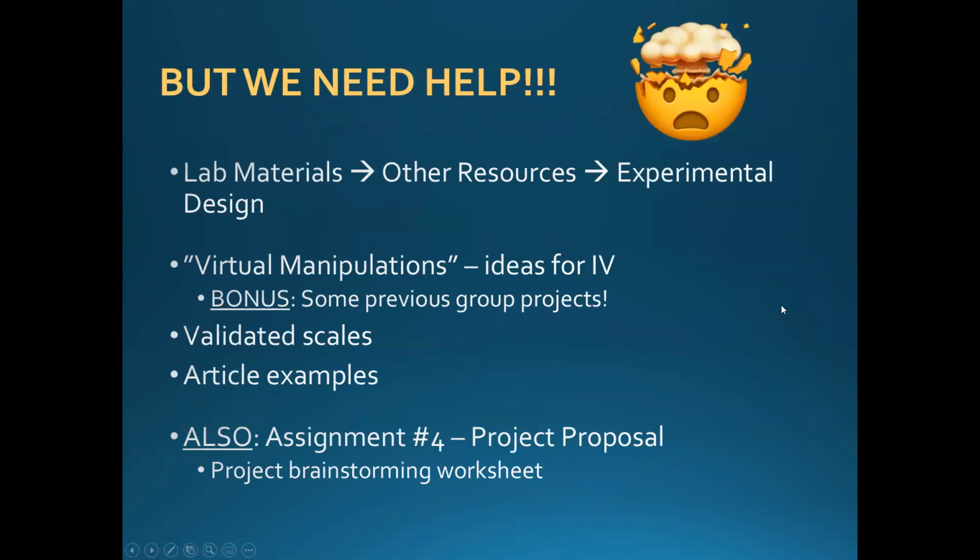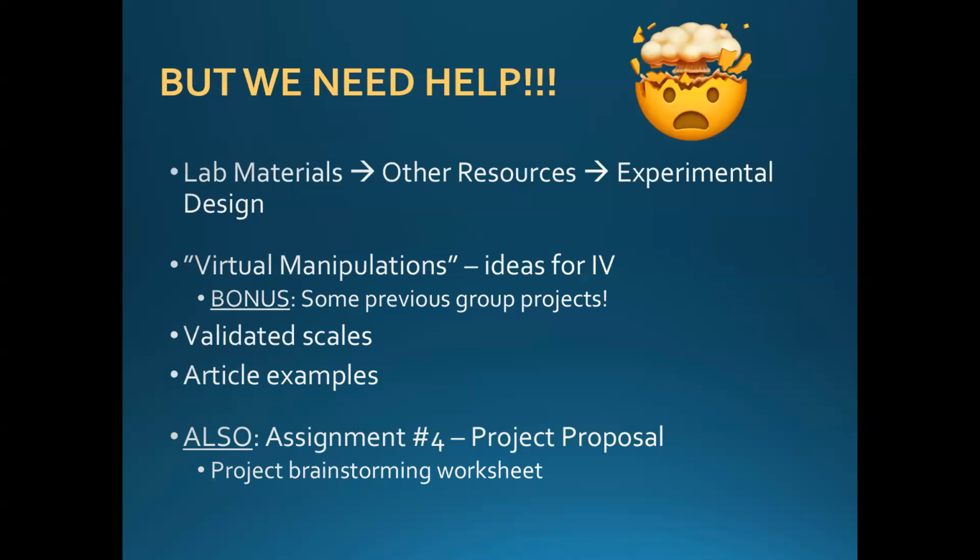All right, so this folder within eCampus has a lot of good information. It can be found under lab materials, other resources, experimental design. It has that paper that I sent you earlier this week called Virtual Manipulations, it has a bunch of good ideas for independent variables. And it also has some other group projects, and I believe they were all done online. Or if not, you could adapt them if you want to take one of their ideas.